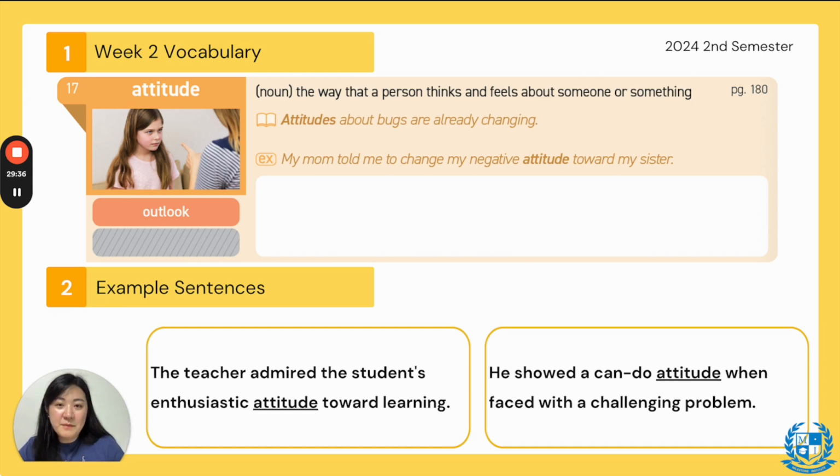My mom told me to change my negative attitude toward my sister. So don't be mean. Don't have a bad thought or bad feeling about your sister. You should have a better attitude. Be nicer is what they're trying to say.